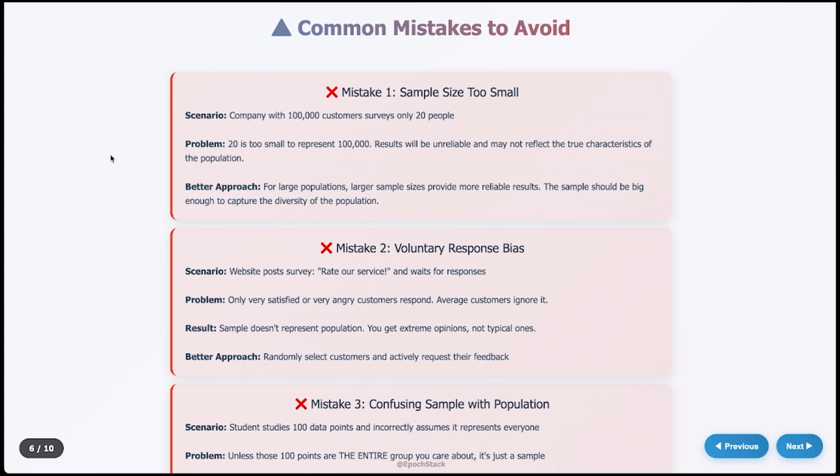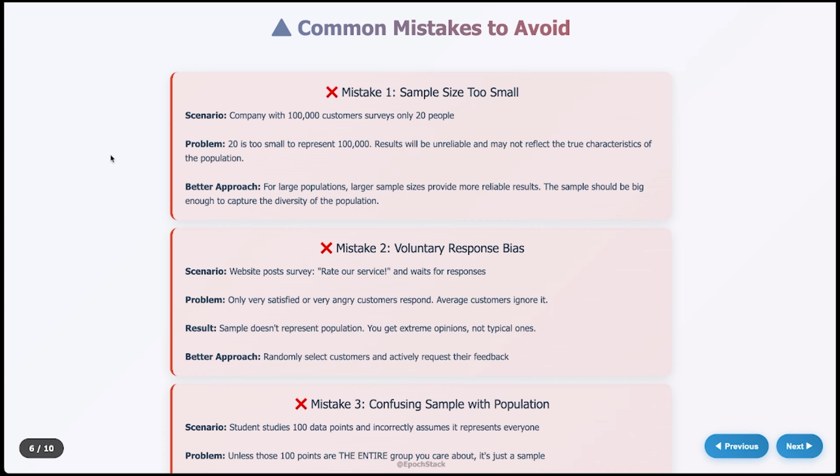Now, we will study the common mistakes to avoid when you are going to train the machine learning model. The first mistake is the sample size is too small. For example, the company has 100K customers and it surveys only 20 people. Here the 20 people are too small to represent the 100K customers. In the previous video, we studied that the sample must represent the entire population.